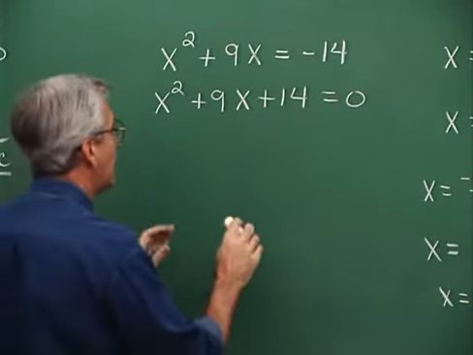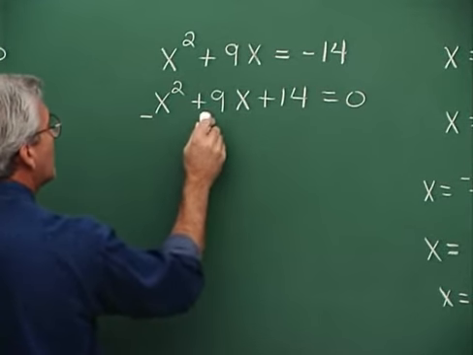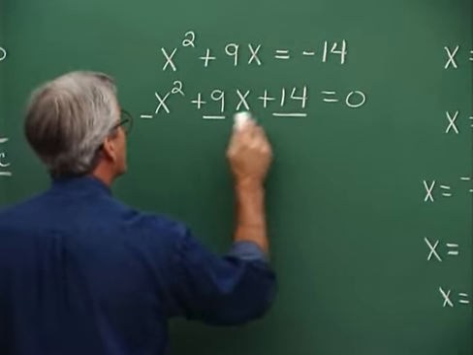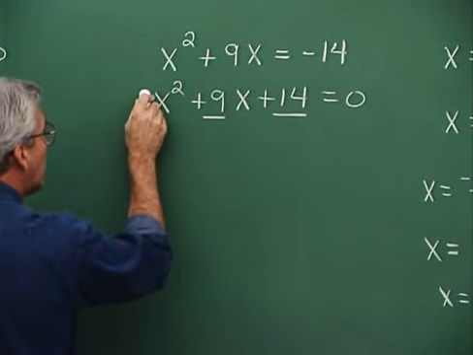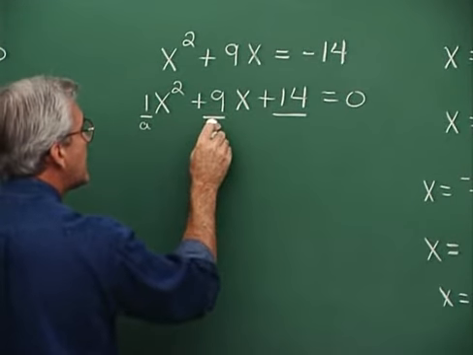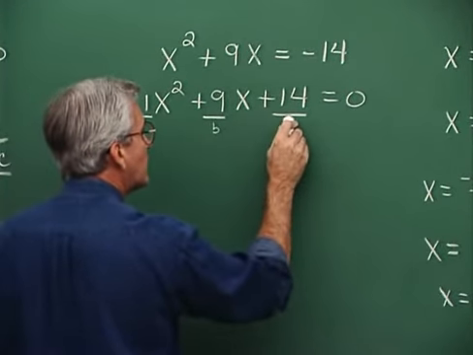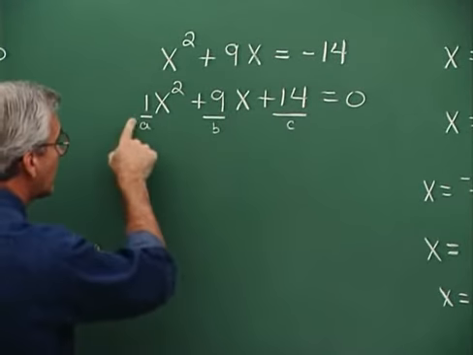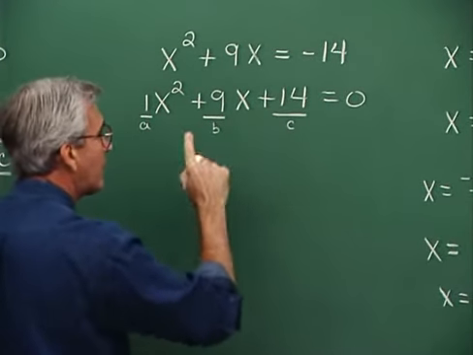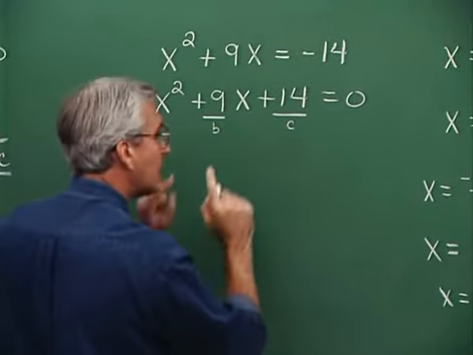Now we can easily identify the value of A, B, and C. A is the 1 here, the understood 1. B is the 9, and C is the 14. I hope I'm not confusing you here with these underlines. I'm not making fractions here. I'm just identifying A, B, and C.